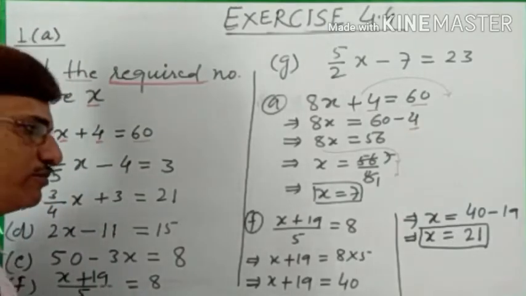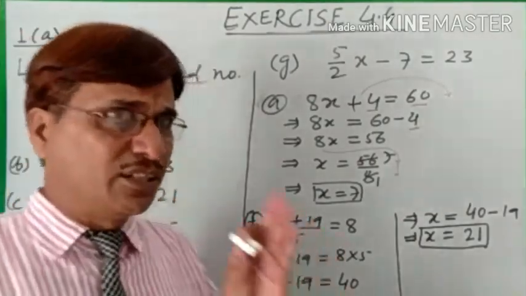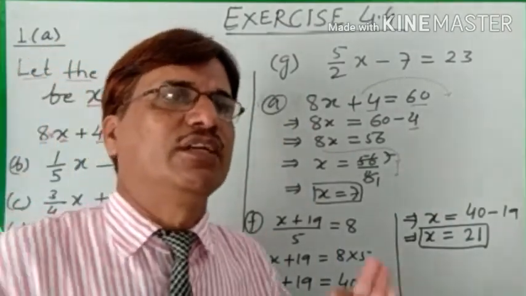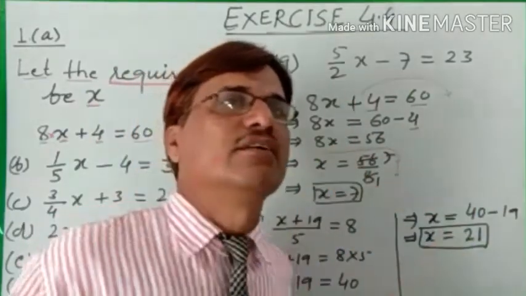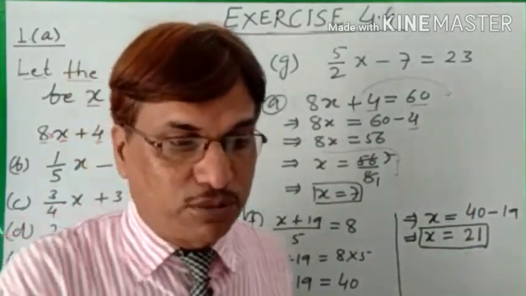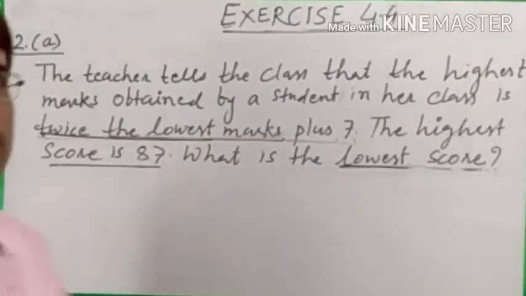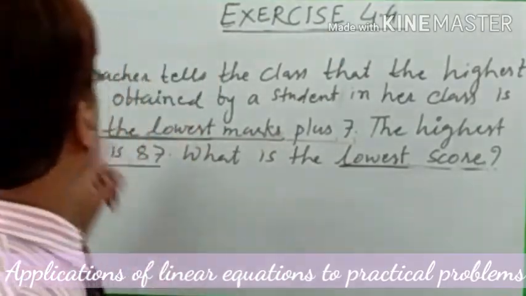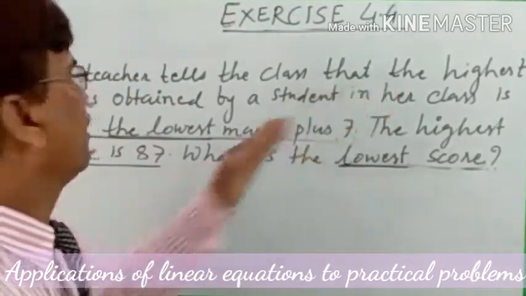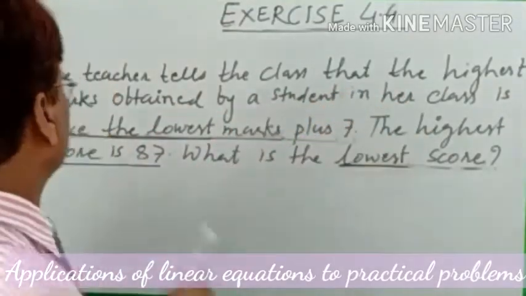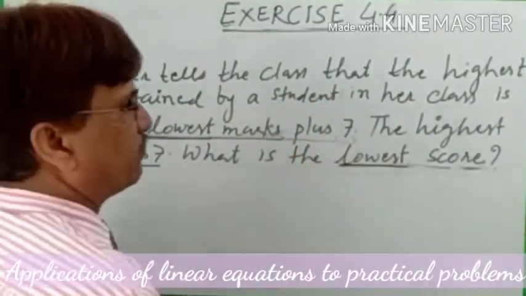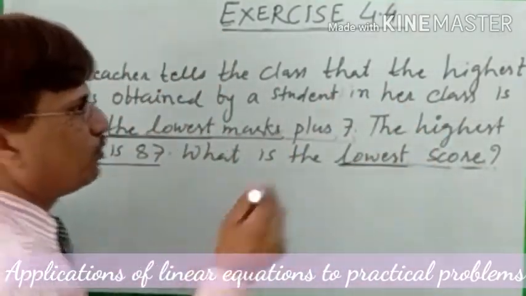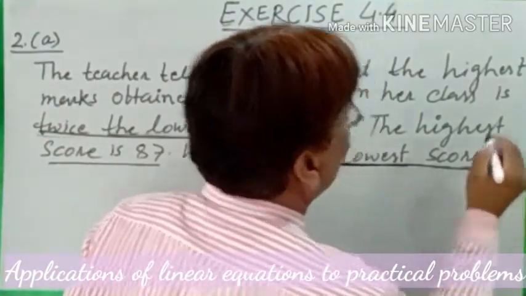Okay. Now, students, you have to read the question very carefully and form the equation, then solve it using any method. Now, question number 2, solve the following. Second A, the teacher tells the class that the highest marks obtained by a student in a class is twice the lowest marks plus 7. The highest score is 87. What is the lowest score? You have to find the lowest score.